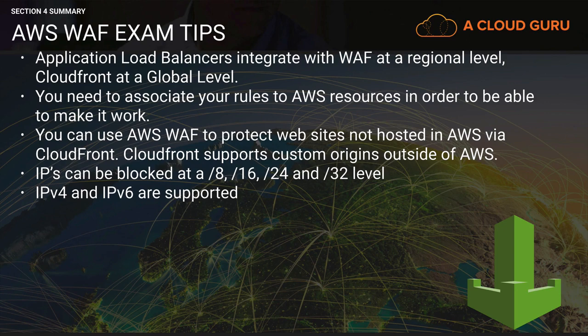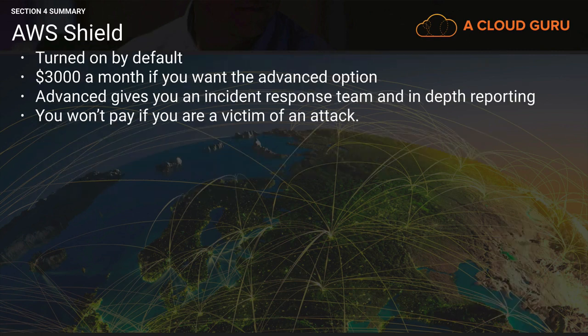You can use AWS WAF to protect websites not hosted in AWS via CloudFront. All you do to do that is you set up a custom origin outside of AWS, so maybe a web server that you've got hosted on Azure, for example, and then you can use WAF to protect that server as well. And then IPs can be blocked at a /8, /16, /24, and /32 level, and IPv4 and IPv6 are both supported with WAF. We then looked at Shield.